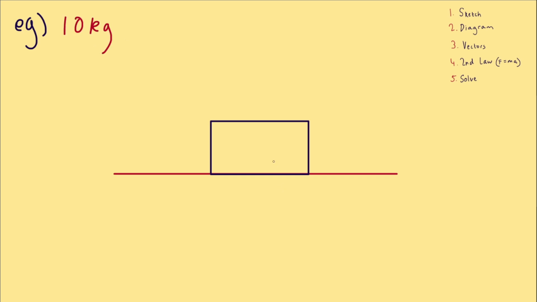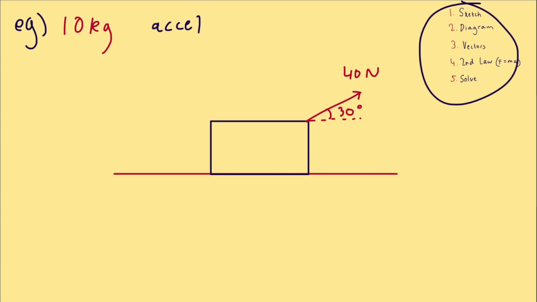Your friend wants to borrow the book, so he pulls it by the attached string in this direction with a force of 40 newtons. The angle at which he pulls it is 30 degrees. What is the acceleration of the book as it slides along this table? Let's use this problem solving guideline.